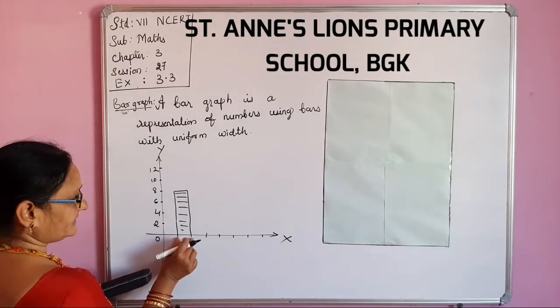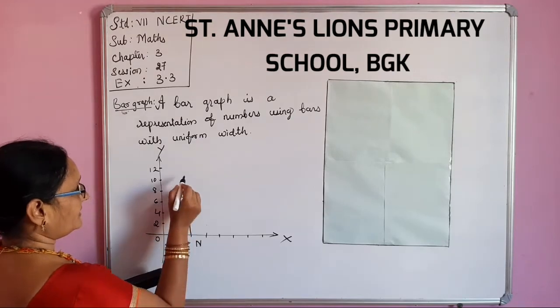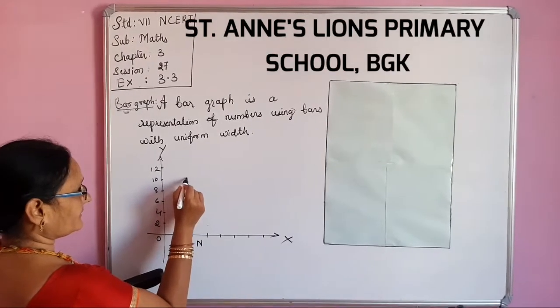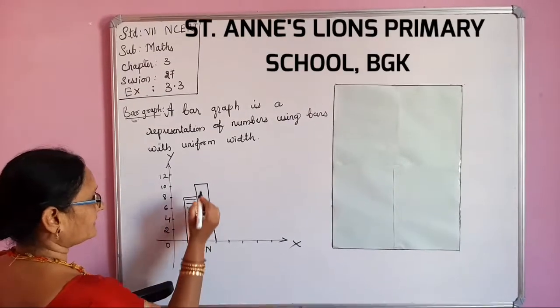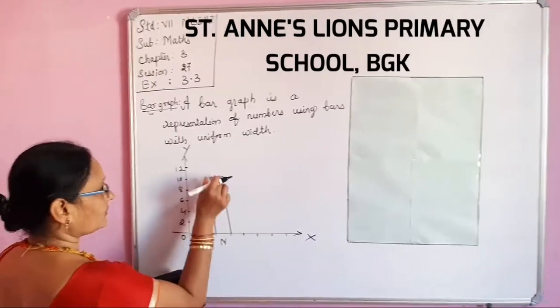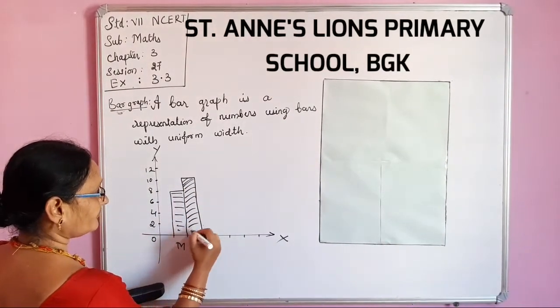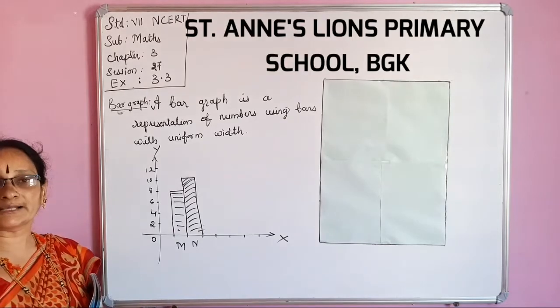A double bar graph is used to compare the marks or scores of two persons. Suppose he is M, and here one more person, maybe N. He may have scored 10. So now we can compare. He scored 8, he scored 10. Like this double graph. This is a double bar graph.